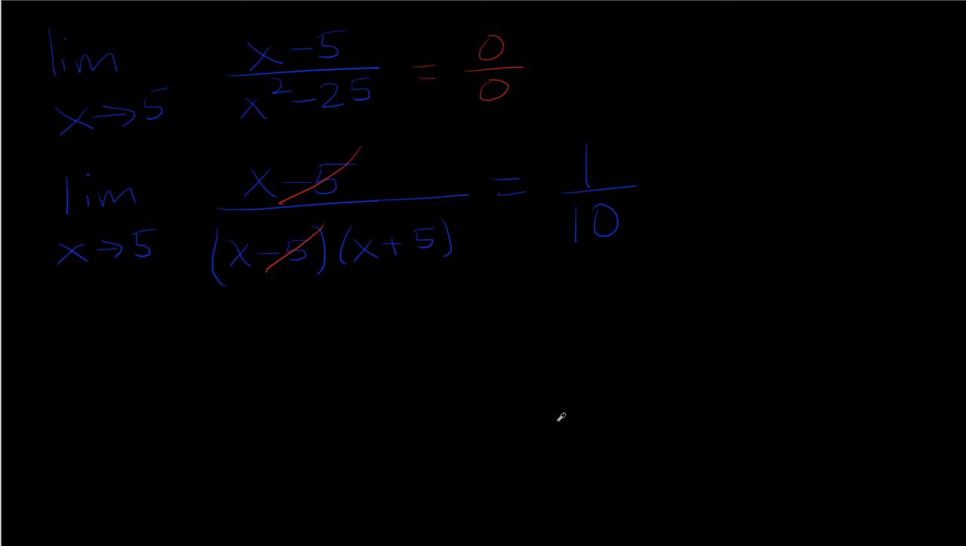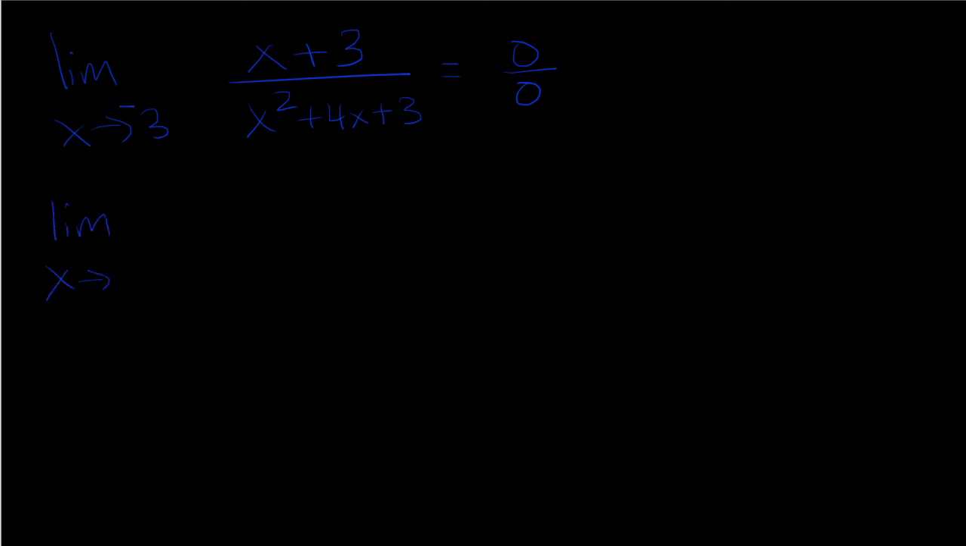Let's go on to the next one. Limit as x approaches 3, or sorry, negative 3 of x plus 3 over x squared plus 4x plus 3. I first plug in negative 3, and I get 0 over 0. So that means I have some work to do. I'm going to factor the denominator.